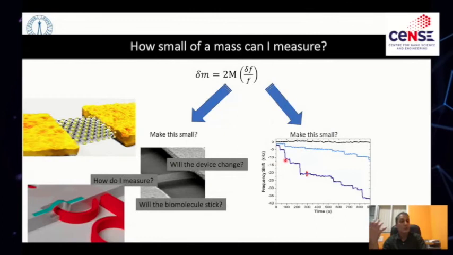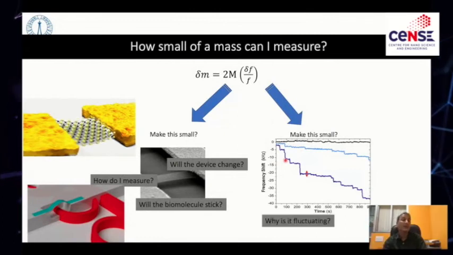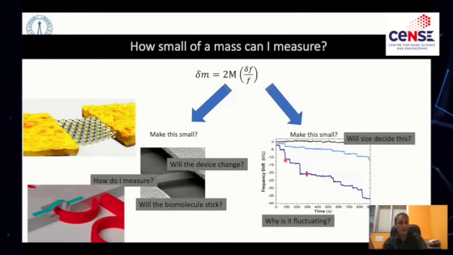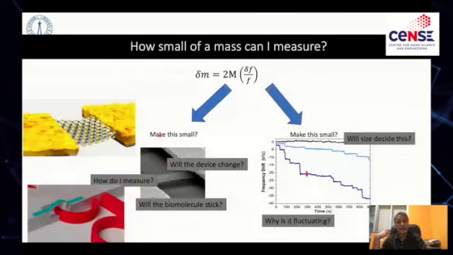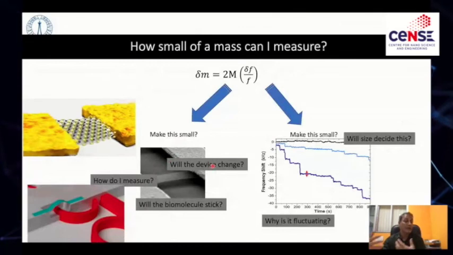For that, you need to know, where does it come from? Where does the noise come from? That's something that we are trying to figure out in a lot of these devices. Where does the frequency fluctuation come from? Whether this fluctuation will depend on the kind of devices we make, the size of the devices we make. For example, if you make devices smaller, will the frequency fluctuation increase?